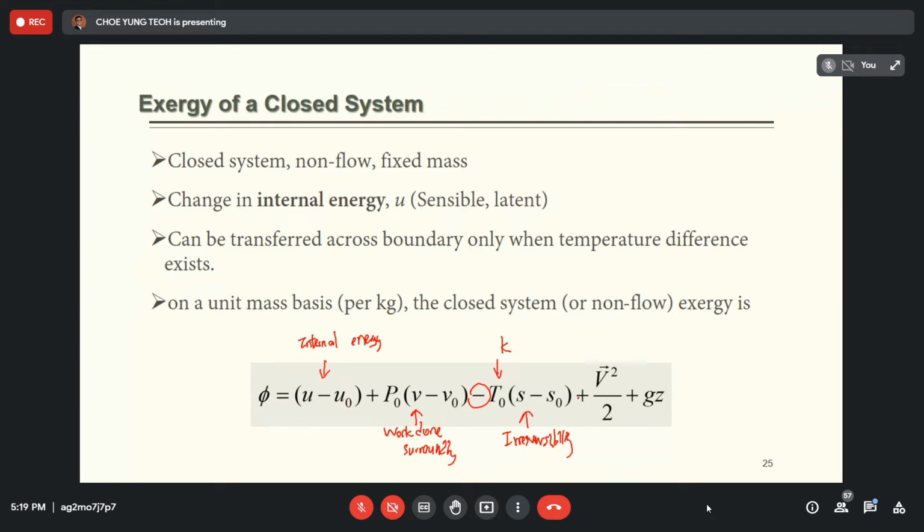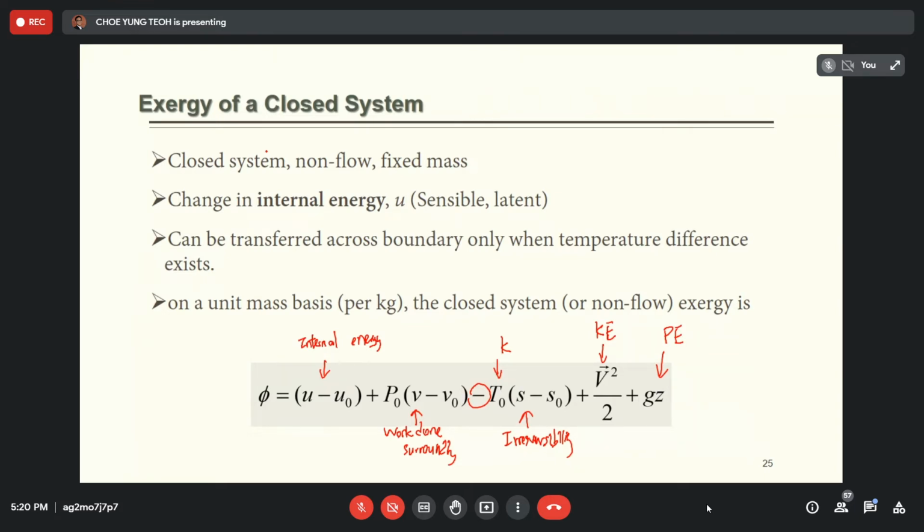And the next is V squared over 2. This is the kinetic energy. And then the last one, gz, is the potential energy. So whenever we consider the total exergy of a closed system, these are the terms you need to calculate. First, change of internal energy. Second, work done to the surrounding. Third, irreversibility. And fourth, kinetic energy and potential energy. Kinetic energy here, because this is a closed system, means that the fluid or substance inside the system is not flowing. But the entire system may have motion.